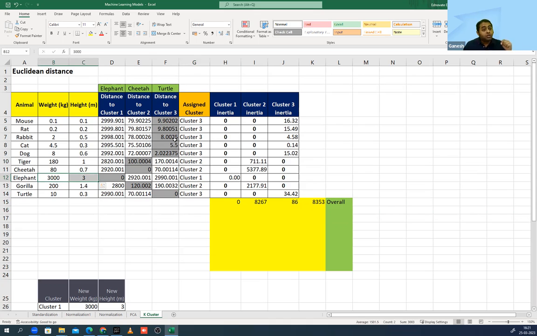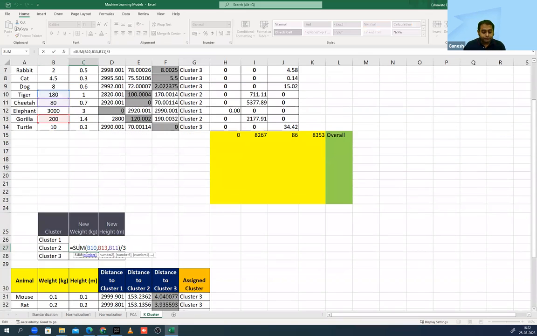What is going to be the average of the second cluster, the center of the second cluster? In the second cluster you have this information, for example tiger and cheetah and this one. So I will take the average of this data. How do I calculate? If I want to find the average height and weight of the second cluster, I will take 180, 80 and this, and divide by 3. Simple average. Similarly, I can find this. Clear? Third cluster, how many animals are there in the third cluster?